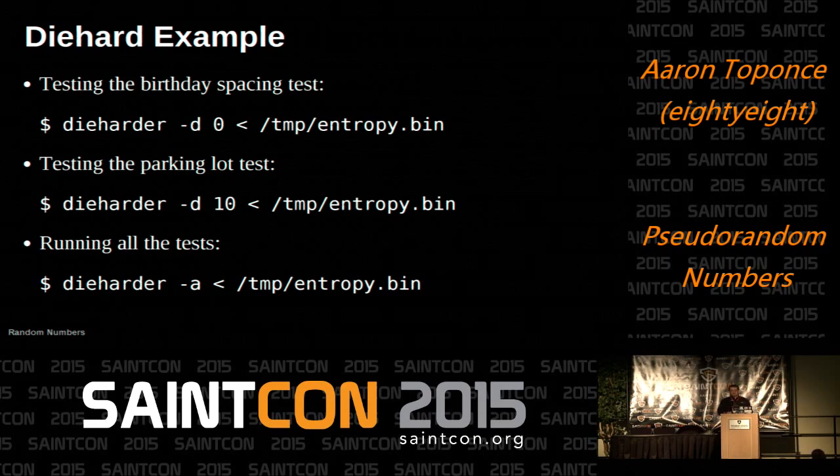So -d 0 will be running this birthday spacings test, -d 10, the parking lot test. If I wanted to do all of the tests that Dieharder supports, I could just pass -a. With -a, though, it takes considerable time. On a 500 kilobyte file, you're looking at dozens of minutes. So let it run, set it aside, and see what passes and what fails.